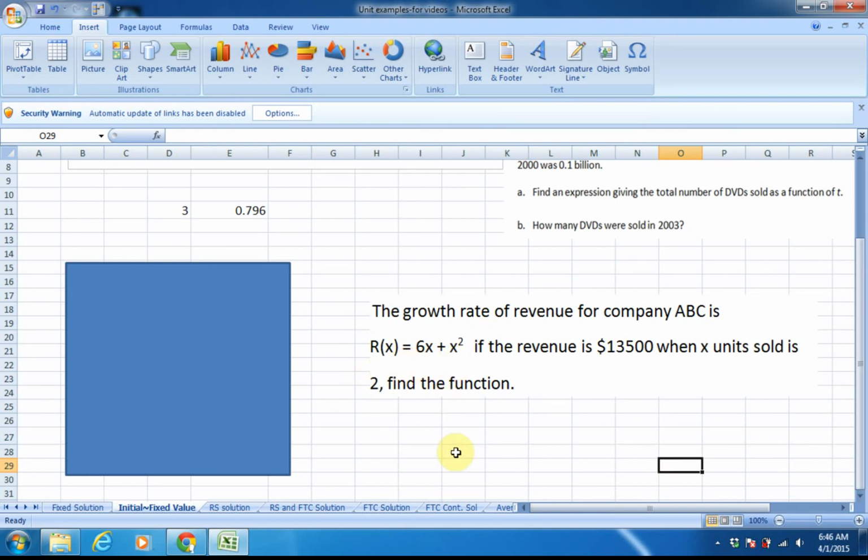The very first thing that you should do is anti-differentiate. I'm hoping that the more I say rate, anti-differentiate, the more it's going to help you build this pattern over and over. So we're going to anti-differentiate R of x, that growth rate, and then we're going to use this information. If the revenue is $13,500 when x units sold is 2, we're going to find the function. All that information helps us do is find our c value. So again, pause the video here if you'd like.